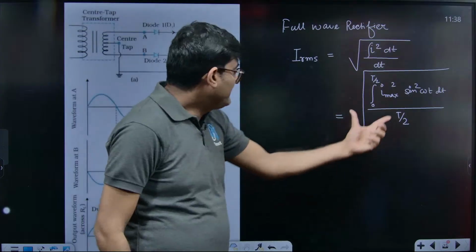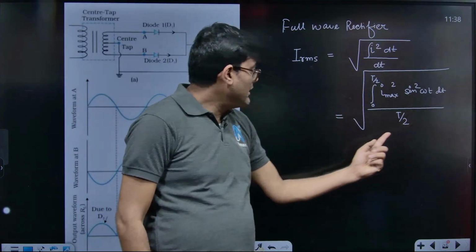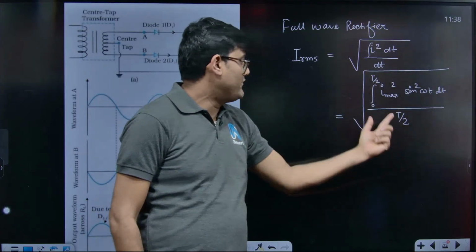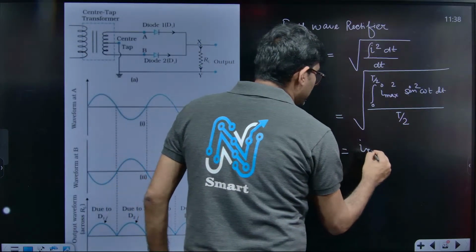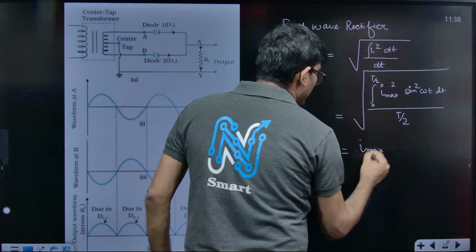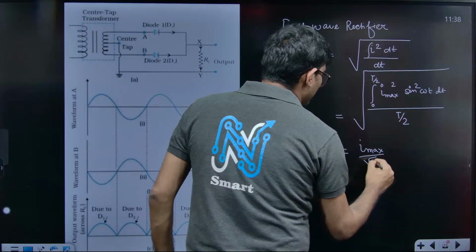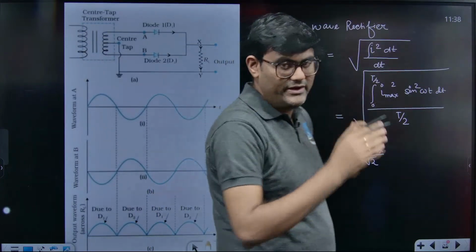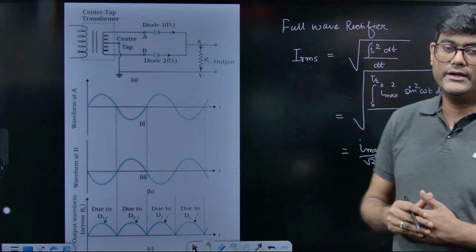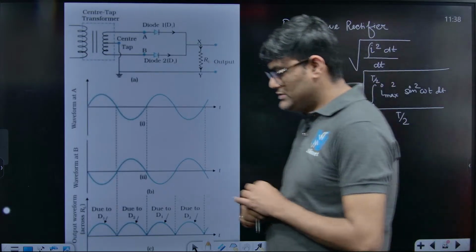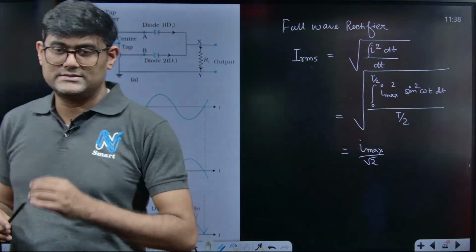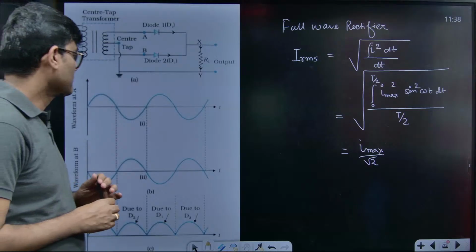You can see it is a single average value of a sine square function, right? If I take I max outside, the average value of the sine square function is half, so it is I max by root 2, as if it is an AC circuit where the AC current also has the same RMS value. This full wave rectifier also has the same value of RMS.